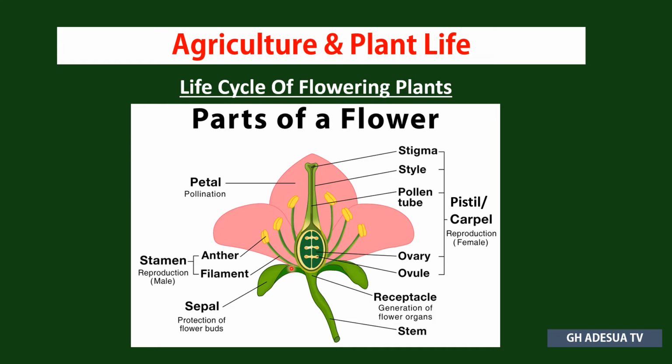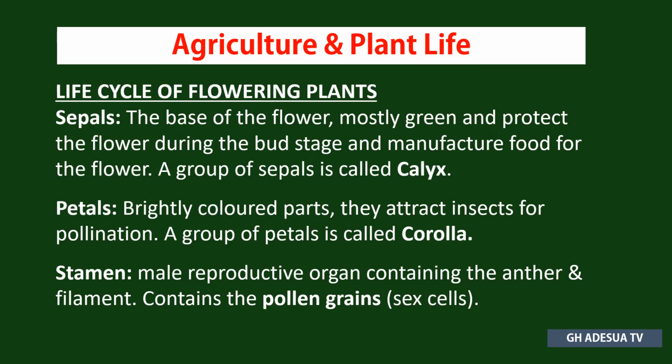Now, for fertilization to take place, the pollen grains will move from the anther to the stigma of the pistil or carpel, then it moves down through the pollen tube. So these are the parts and their usefulness.